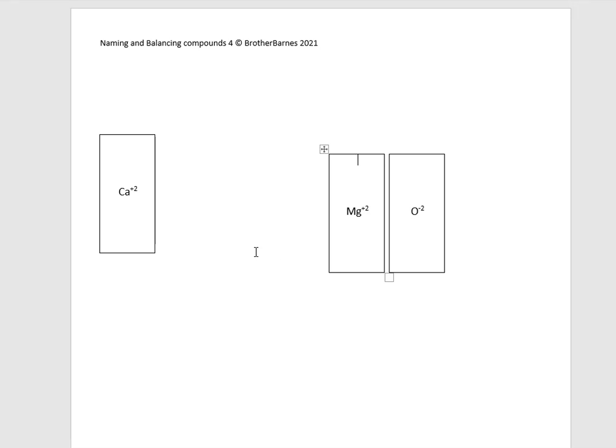By the way, these elements are usually stuck with these oxidation numbers, +2, +2, and -2. There are some elements that have variable oxidation numbers, and those get a little bit more tricky. I'll show you how to do that in a minute.